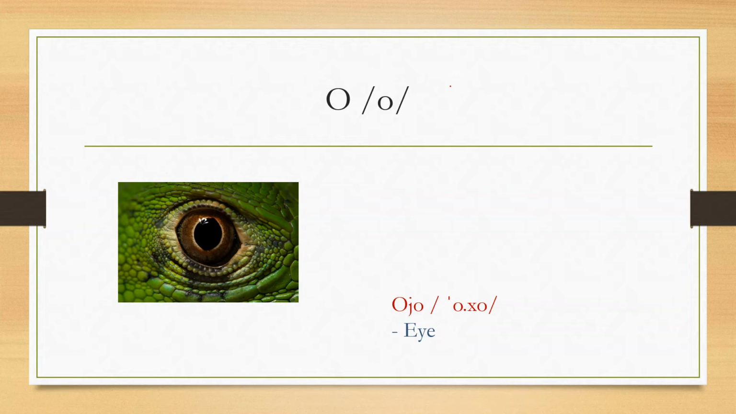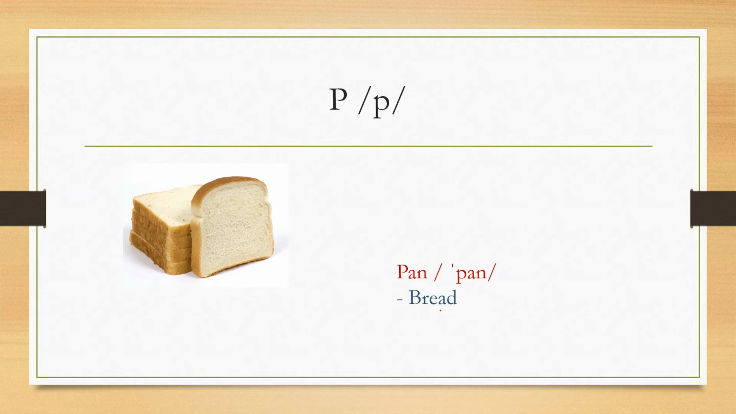O, it is always O, but not O-W as in English. Snow, go, it is O. Ojo. P, pan, which is bread.